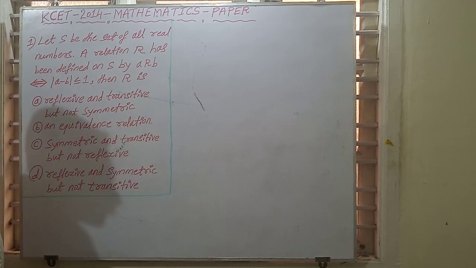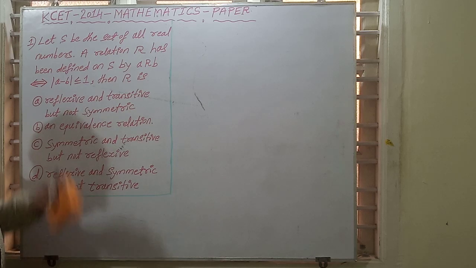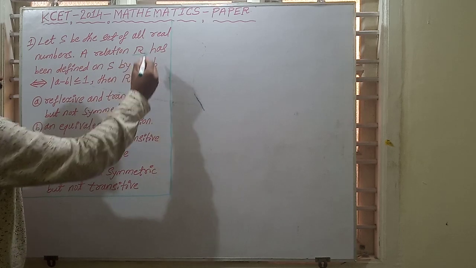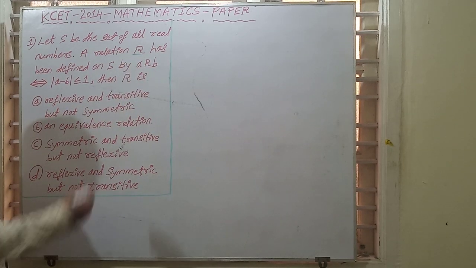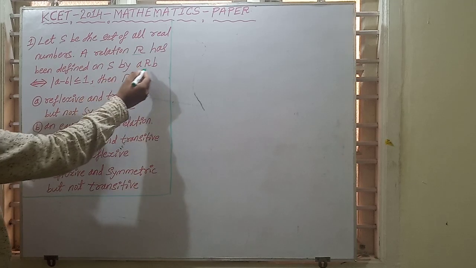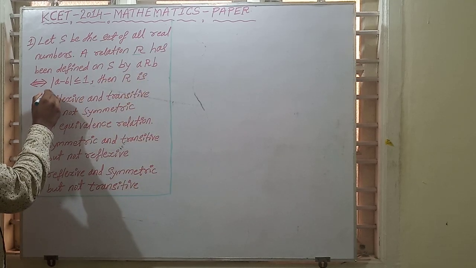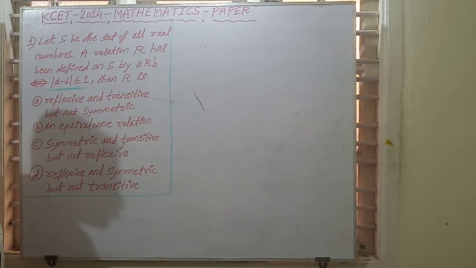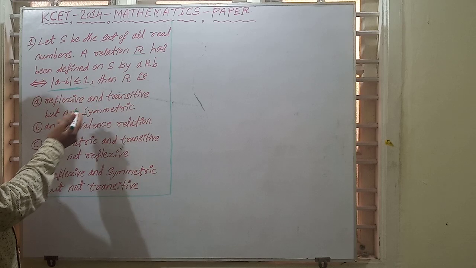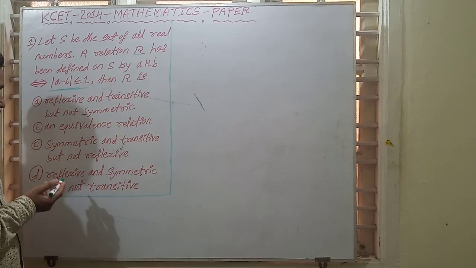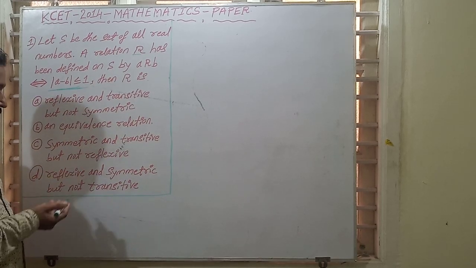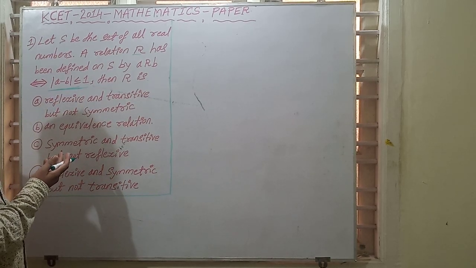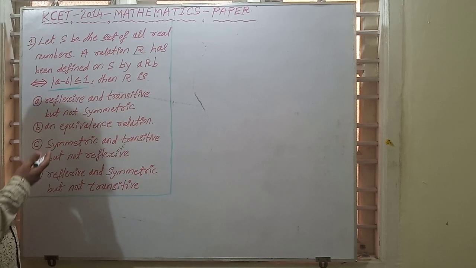So, first question. Let S be the set of all real numbers and a relation R be defined on S by A is related to B if and only if modulus of A minus B is less than or equal to 1. Then R is what? Option A: reflexive and transitive but not symmetric; an equivalence relation; symmetric and transitive but not reflexive; reflexive and symmetric but not transitive. Basically it depends on the relations and functions chapter.